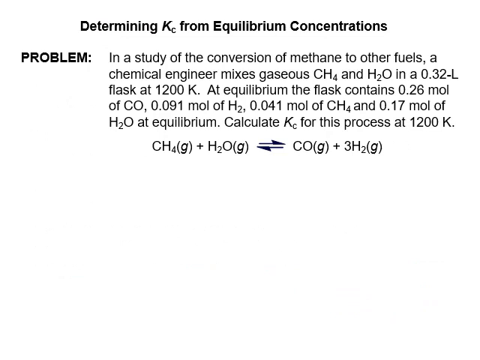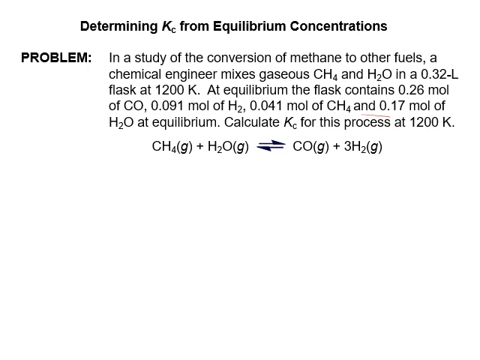In a study of the conversion of methane to other fuels, a chemical engineer mixes gaseous methane and water in a 0.32 liter flask at 1200 Kelvin. At equilibrium, the flask contains 0.26 moles of carbon monoxide, this many moles of hydrogen, these many moles of methane, and these many moles of water. Calculate Kc for this process at 1200 Kelvin.